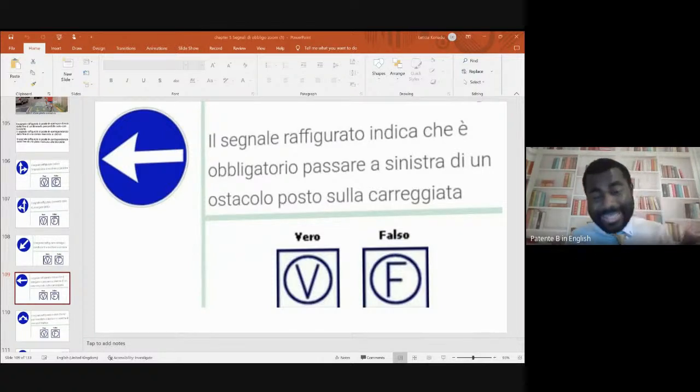So we have this signal. This signal is la svolta. Yeah, so la svolta, that is the turning. Now the question says that il segnale raffigurato indica che è obbligatorio. So this sign figure, it is indicating that it is compulsory passare a sinistra, to pass on the left hand side of the obstacle found on the carreggiata. No. And the answer to this question is false. No. This one is virare a sinistra or svoltare a sinistra. This one is not passare.